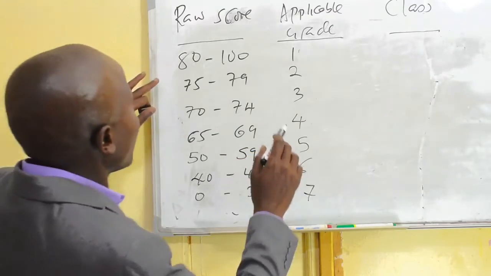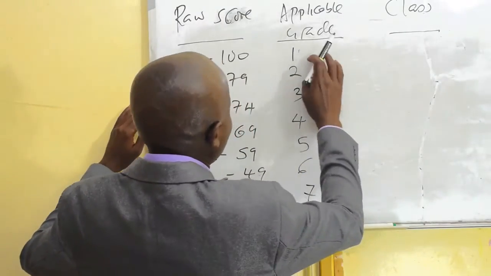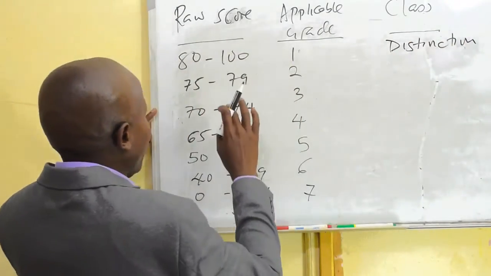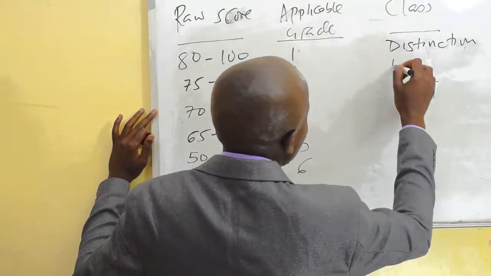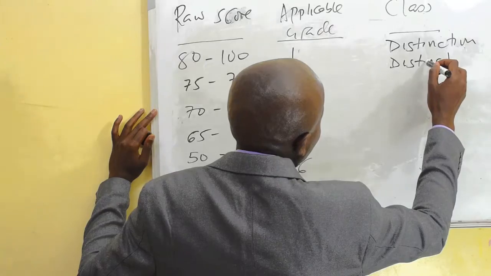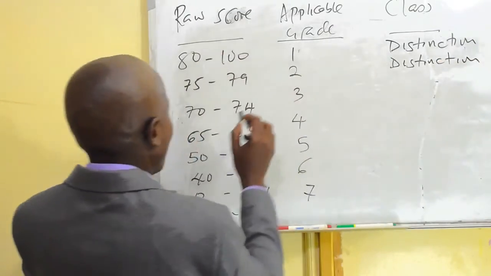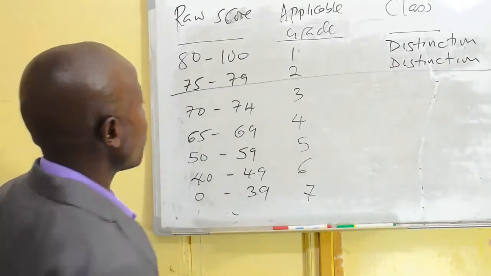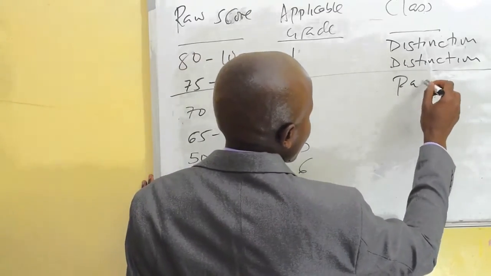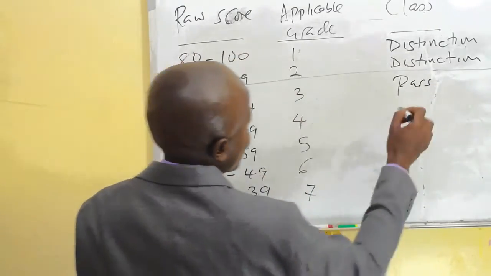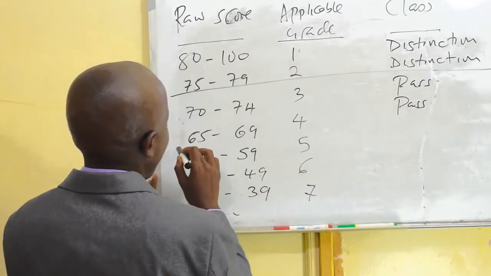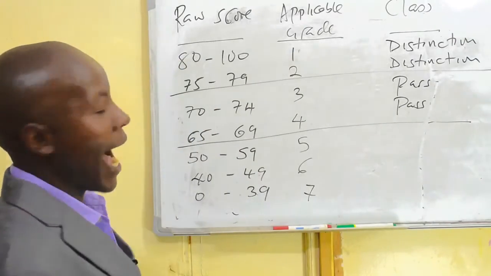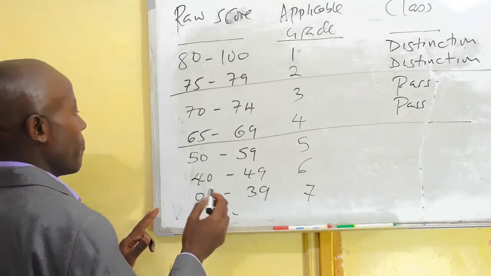For the distinction, if you get 80 to 100, you are given grade 1. Remember, the class is distinction. 75 to 79, grade 2, still the class is distinction. 70 to 74, this is pass. 65 to 69, this is pass. So 70 to 74 is grade 3 and 65 to 69 grade 4.